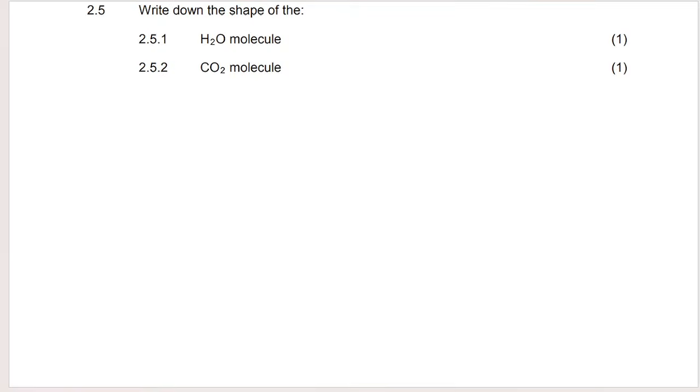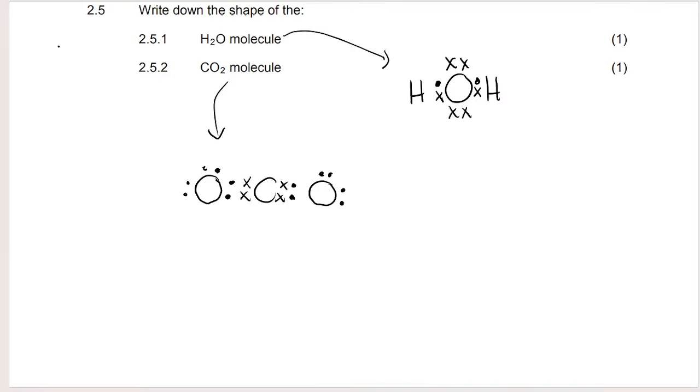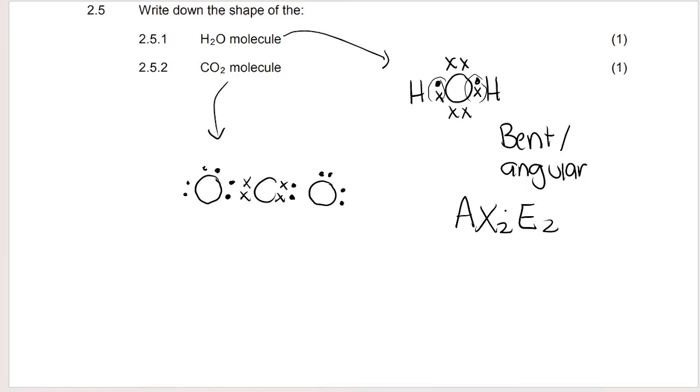Our next question asks us to write down the shape of the H2O molecule and the CO2 molecule. So as you can see, the H2O molecule has 2 lone pairs on the central atom, and you need to learn that if an atom has 2 bonding pairs, so there's a bonding pair and there's a bonding pair, and it has 2 lone pairs, the shape is called bent, or you can refer to it as angular. The general formula for this sort of a shape is AX2E2. They didn't ask for the formula, but I'm just showing you.